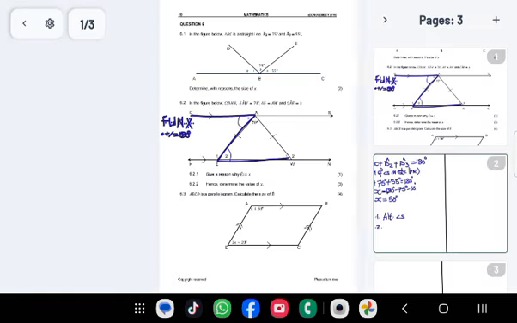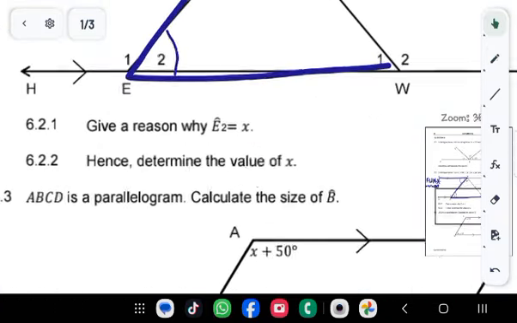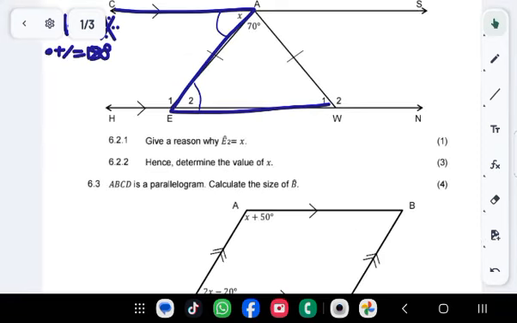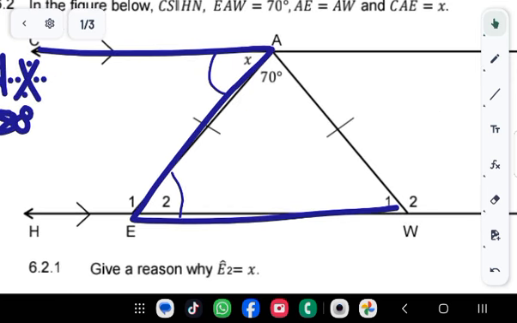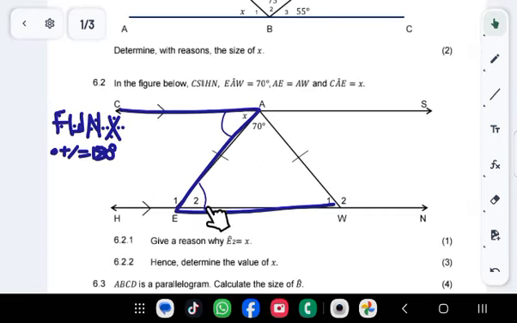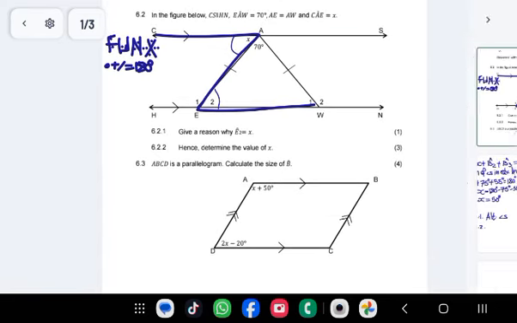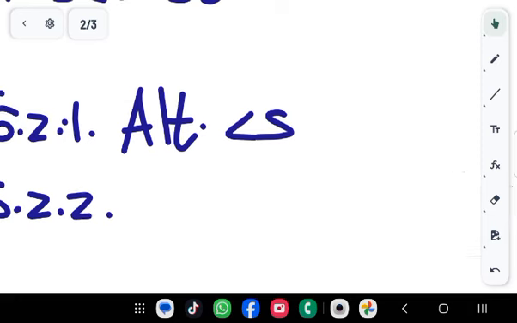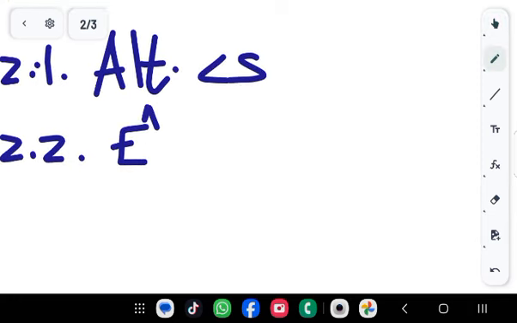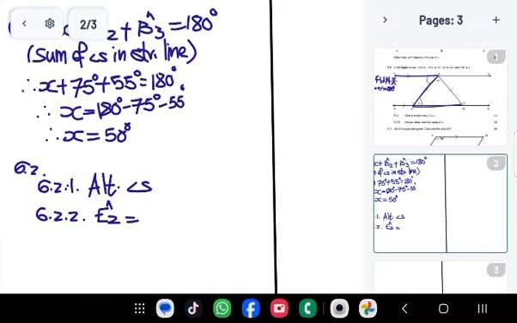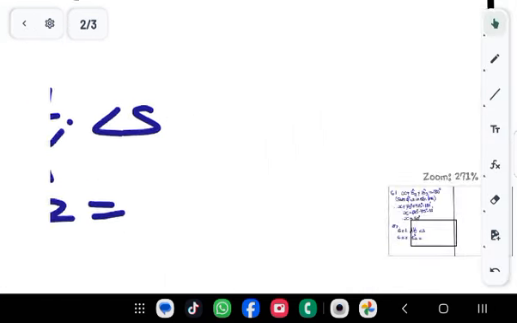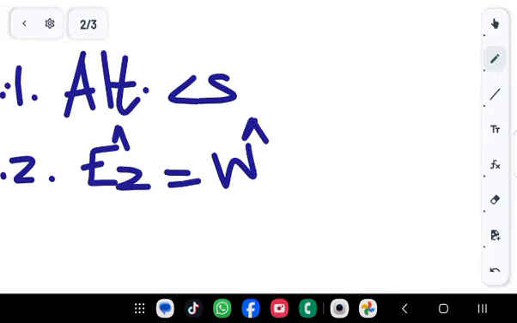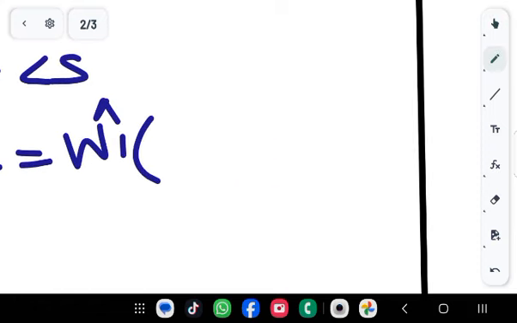6.2.2. Next question goes: hence determine the value of x. How do we determine the value of x? We know that this is an isosceles triangle, meaning that this angle is equal to that angle. So angle E2 equals angle W1, and the reason is base angles of an isosceles triangle.